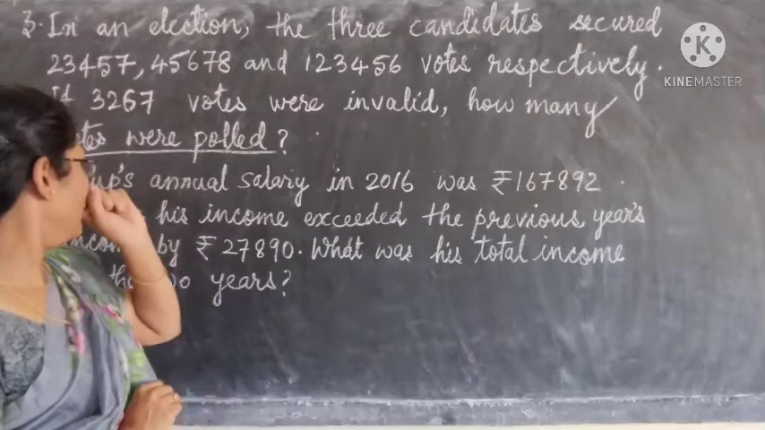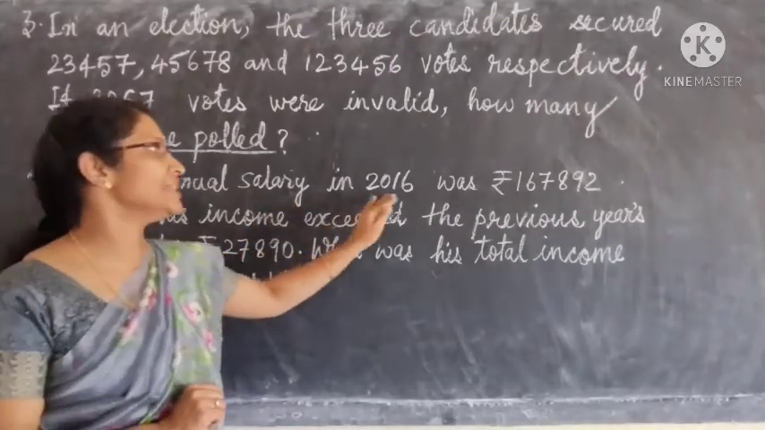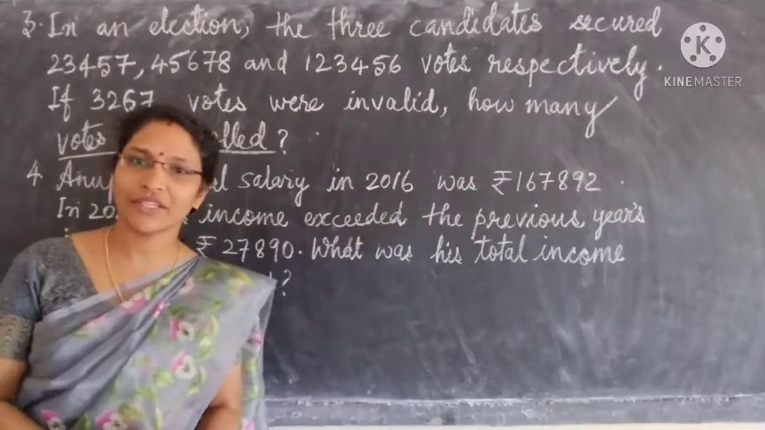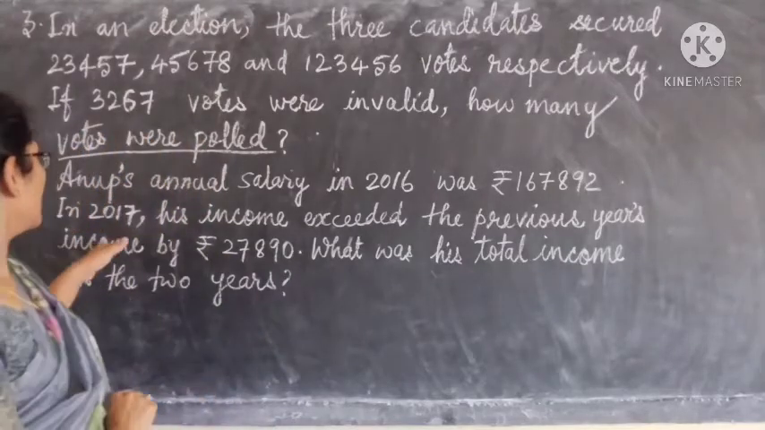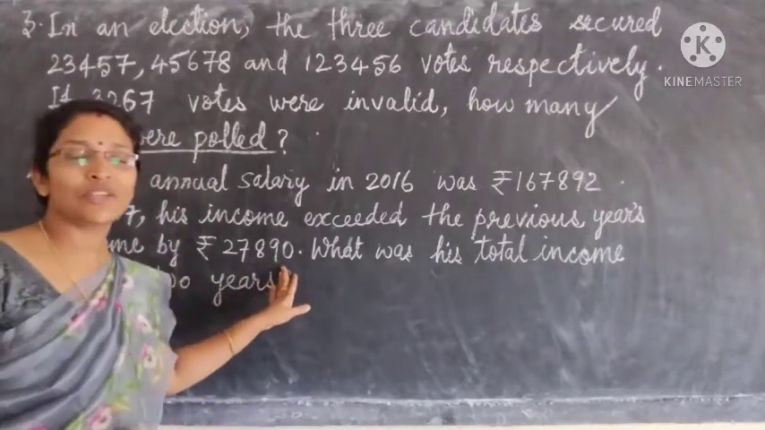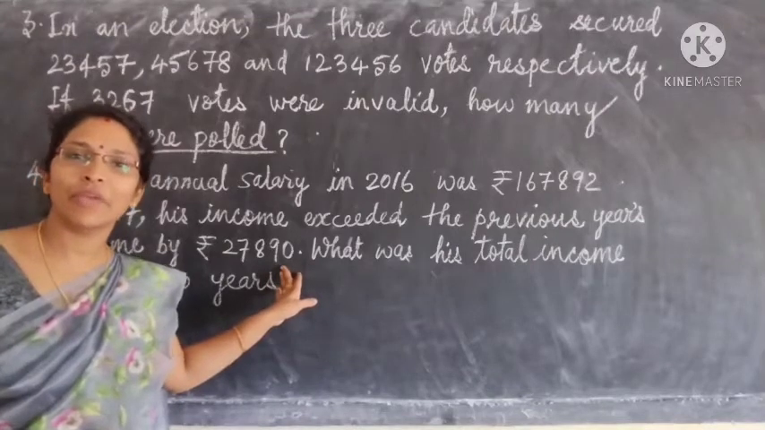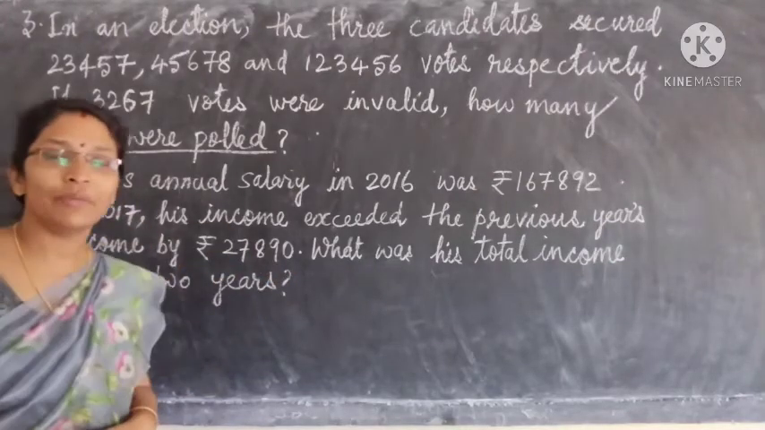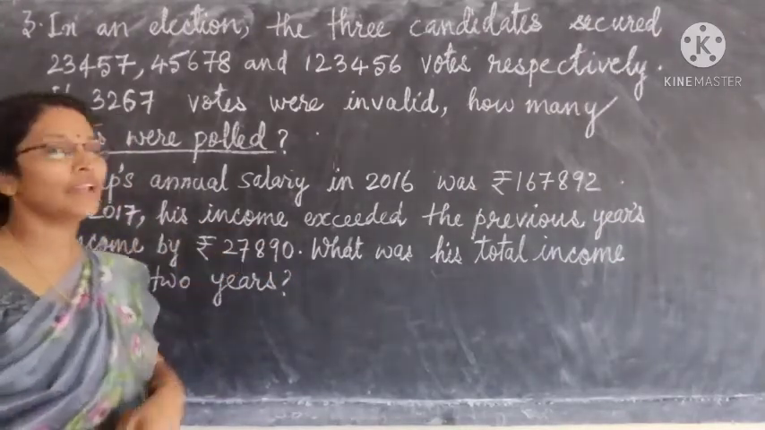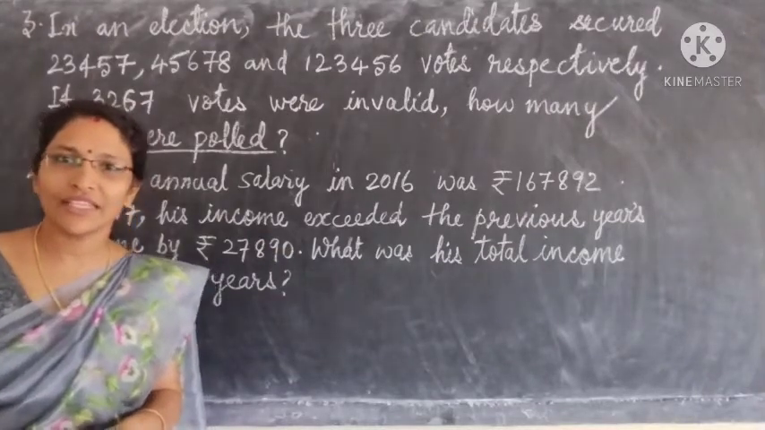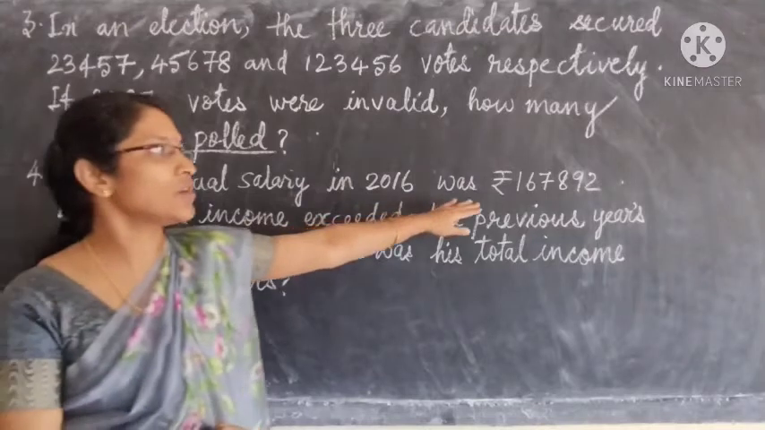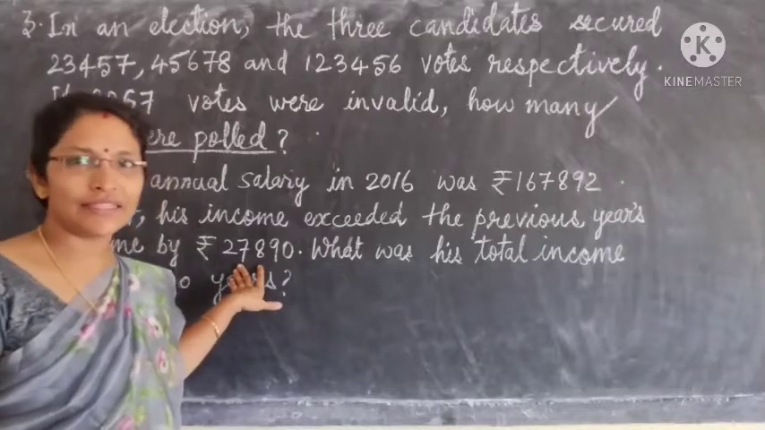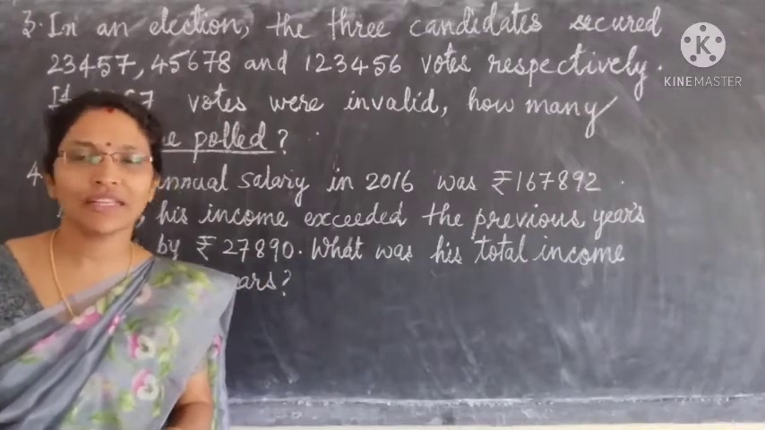How to write? Anu's annual salary in 2016 is equal to rupees 1,67,892, and for 27,890 rupees we can write his exceeded income in 2017. Okay, and the next statement will be, therefore his income in 2017 is equal to 1,67,892 plus 27,890. That will be his income of 2017.